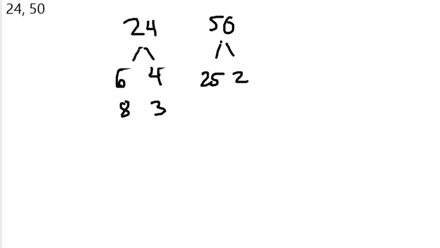Now let's try 24 and 50. 24 we can break down into 6 times 4, and 50 we can break down into 25 and 2. We still have 5 and 10 though, and 8 and 3 for 24, so we still haven't found a common factor here. Now we find 12 and 2 for 24 and 25 and 2 for 50, which has a common factor of 2. Is it the greatest? I think yes. So the greatest common factor of 24 and 50 is 2.